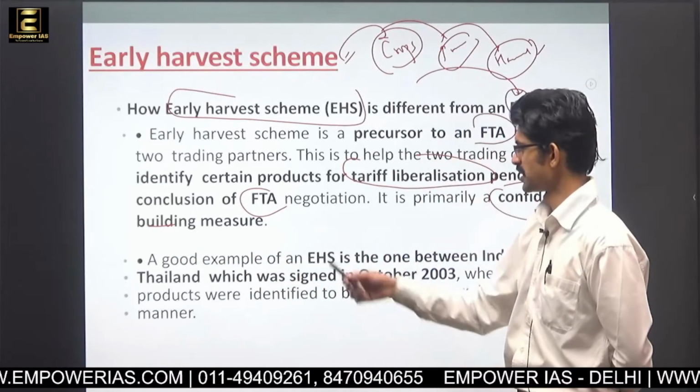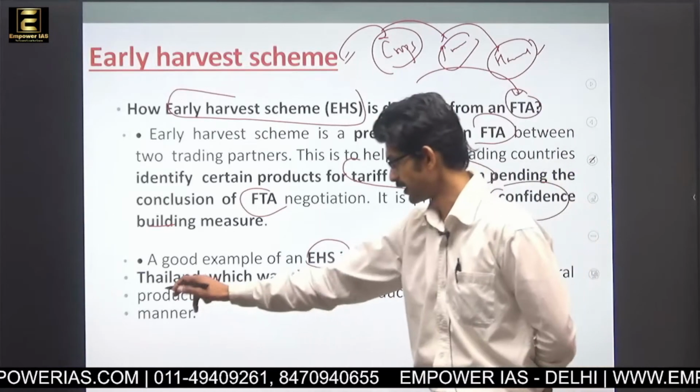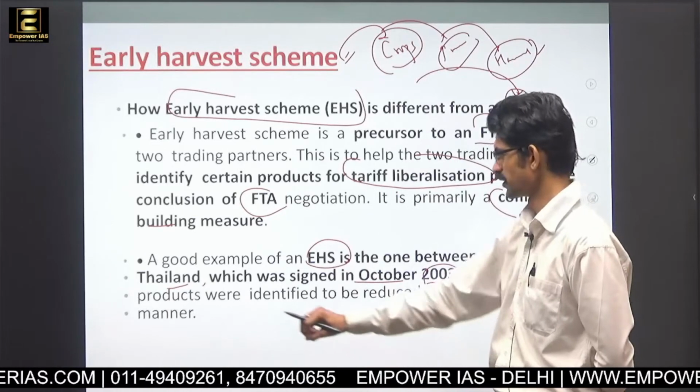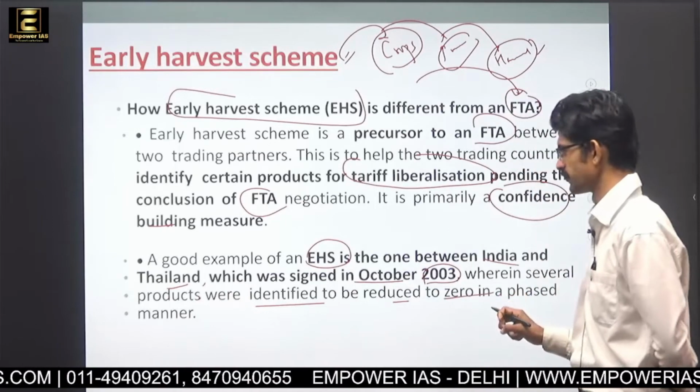Now, a good example of the early harvest scheme is between India and Thailand, which was signed in October 2003, and several products were identified to be reduced to zero in a phased manner.